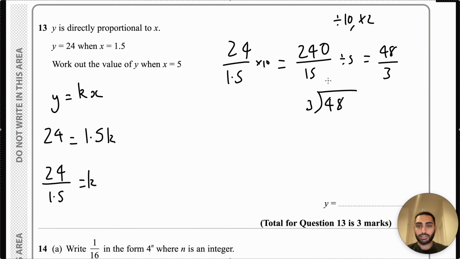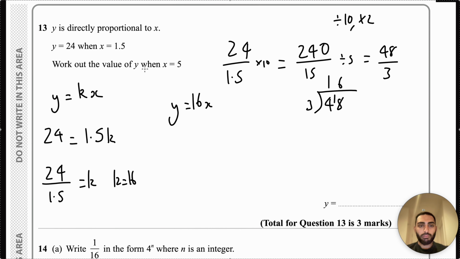3's into 4 is 1. Carry the 1 over. 3's into 18 is 6. So I know what my k value is. K is equal to 16. And I'm going to put that into this equation here. So I've got my final equation. So y is equal to 16x, because I know what k is.